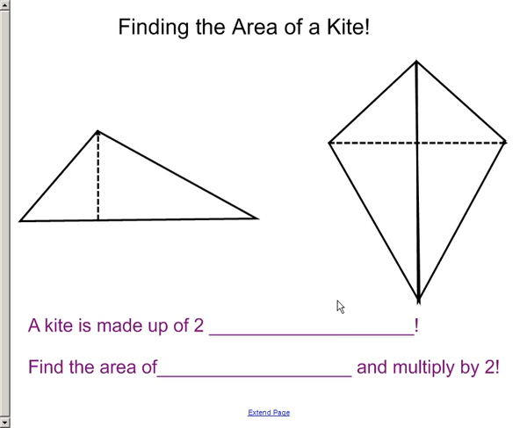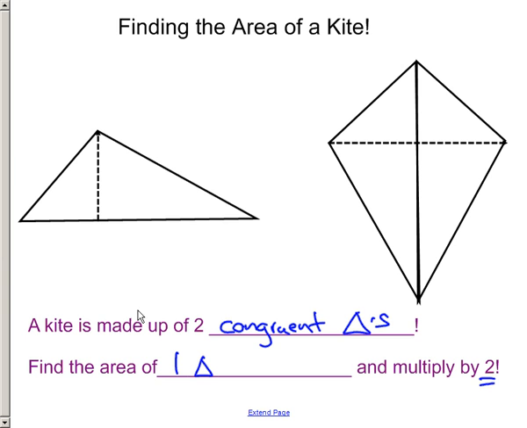Now, if we want to find the area of this kite, first we need to make an observation about it. I will note that this kite is made up of two congruent triangles. So we're going to write that down. Two congruent triangles. That means that they are two equal triangles. This is significant because all I need to do is find the area of one of those triangles and then multiply that by 2 because there's two of them. So find the area of one triangle and multiply by 2.